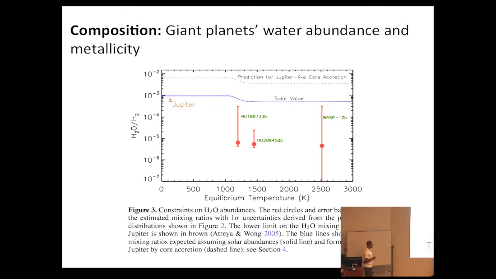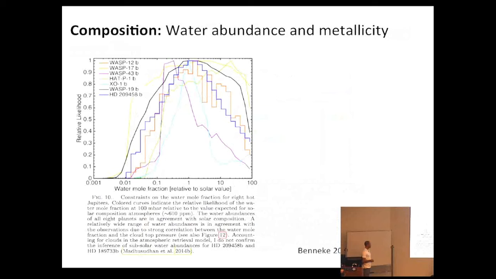What we see here is a couple of planets with pretty large error bars, but one planet in particular with the highest quality data, HD 209458b, showing a substantially lower water abundance than we expect, lower than solar and certainly lower than the expectation from core accretion theory. However, I want to offer a rebuttal to this idea of a low water abundance for HD 209458b, and the rebuttal has two parts. One part is coming from the literature.